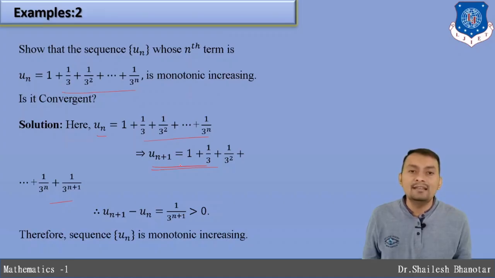But it is clear that this is going to cancel out till 1 divided by 3 raised to n, and what you are left with is 1 divided by 3 raised to n plus 1, and this is going to be positive always. Therefore we can say that un plus 1 is going to be greater than un, therefore it is monotonically increasing. Now our target is what? To check that this sequence is convergent.